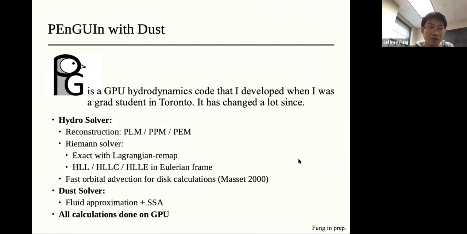So it's relatively new. It has reconstruction methods in all the ways that I've already shown you. The Riemann solver, there are several different choices you can choose. You can use the exact solver with a Lagrangian remap formalism, or you can do it in Eulerian frame with several different, also pretty simple Riemann solvers. Fast orbital advection is included so that we can compute disks very quickly. And we have a dust solver, like I just showed you, with approximation with SSA, and everything is done on GPU.